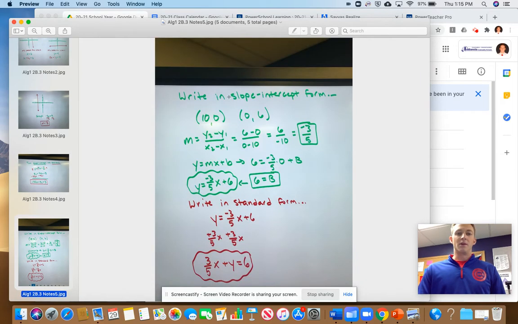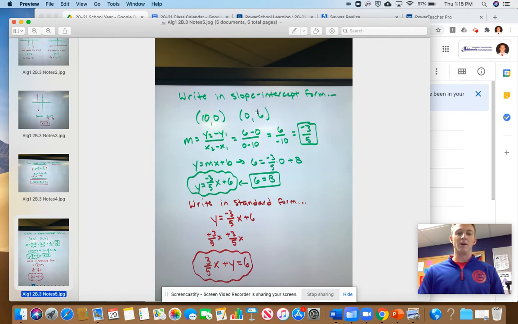And lastly, we are still going from slope-intercept to standard form, but they don't give us a slope-intercept equation. They just give us 2 points. So from 2 points, we can find the equation of a line. First thing we do, we find the slope with our slope formula: y2 minus y1 divided by x2 minus x1. Here's my x1, y1, x2, y2.